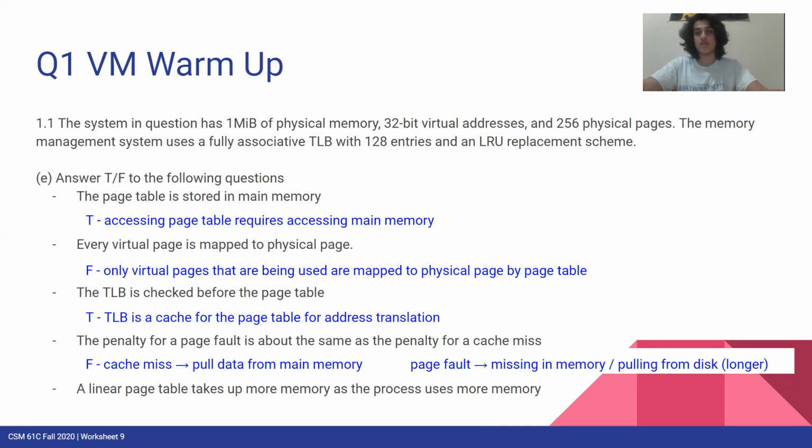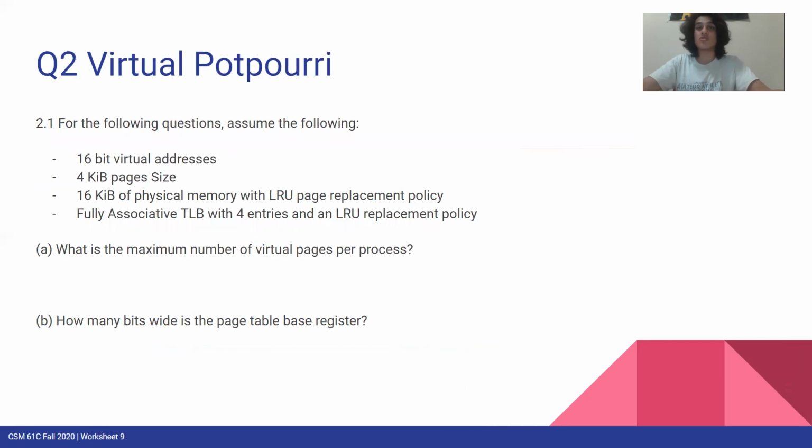Linear page table taking up more memory as a process uses memory. It takes the same amount to store the entire page table. I'm not sure exactly why this one's there, and I don't know if it makes too much sense, but as we keep on storing, it takes the same amount of memory. I hope that conceptually is intuitive.